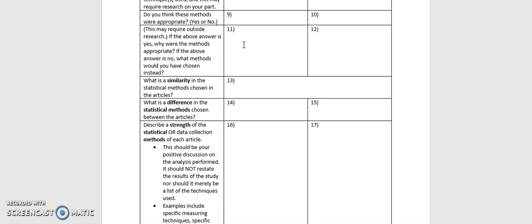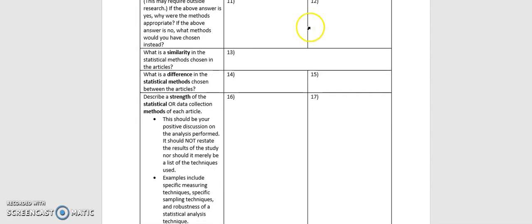14 and 15 are what is the difference in the statistical methods chosen? Again, your methods are things like regression, the specific t-test, chi-square test, and so on. So you might say for 14, this article chose logistic regression, and 15 would say this article didn't choose logistic regression, instead it chose something else.